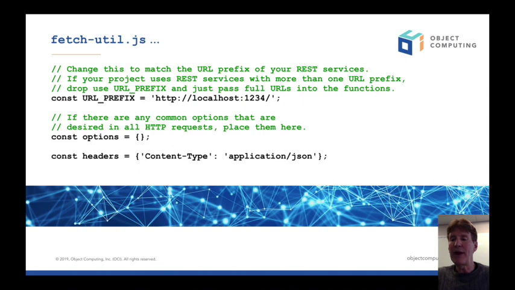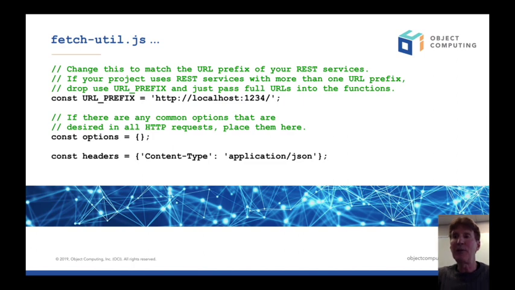We begin by defining the constant URL_PREFIX that will be prepended to all the URLs passed to the functions here. If your application uses REST services at many different domains, feel free to not use this constant and instead pass full URLs into these functions.